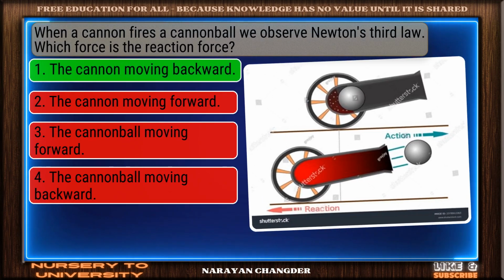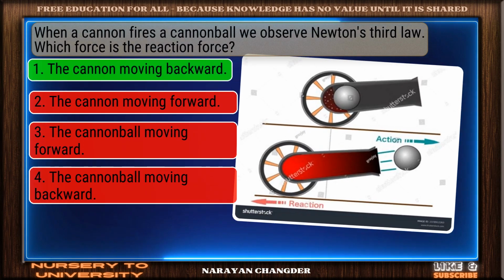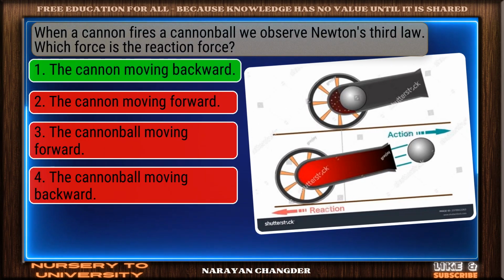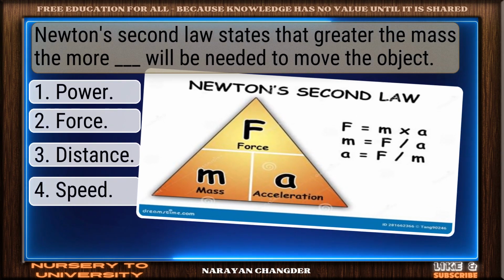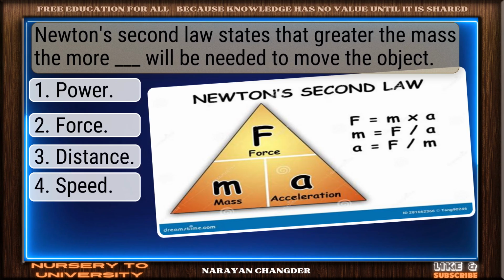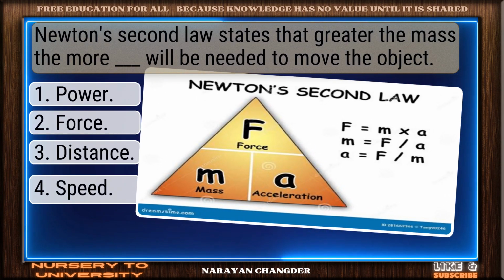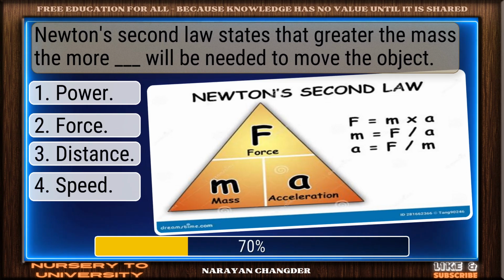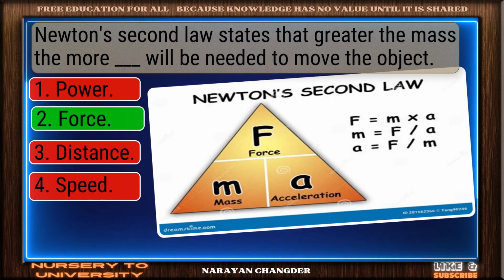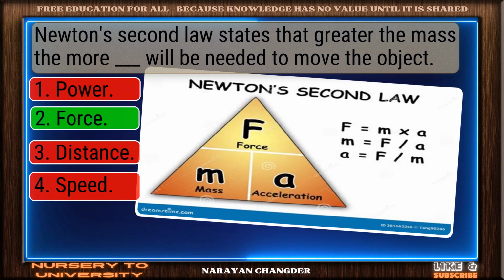On track. The cannon moving backward is the correct answer. Question number 100. Newton's second law states that the greater the mass, the more dash will be needed to move the object. Strong choice. Force is the right answer.